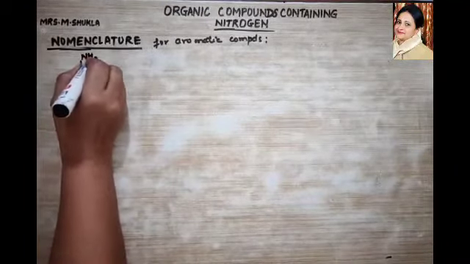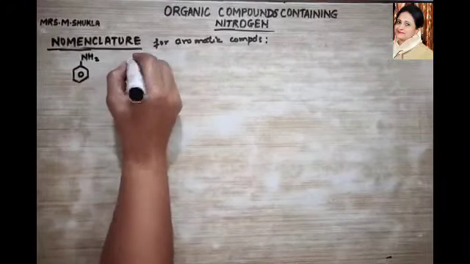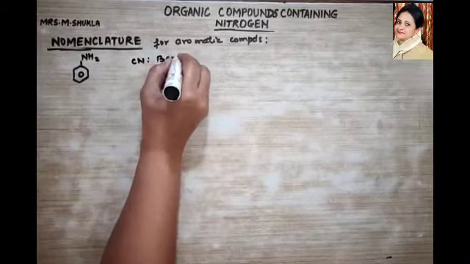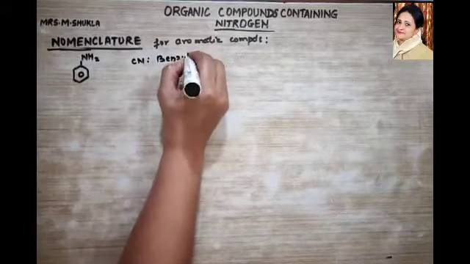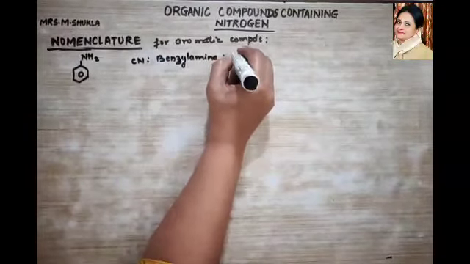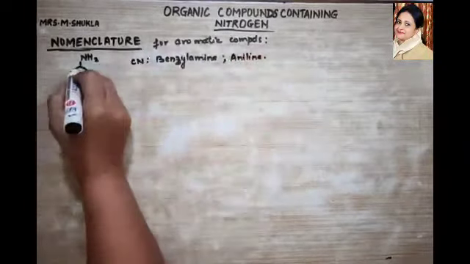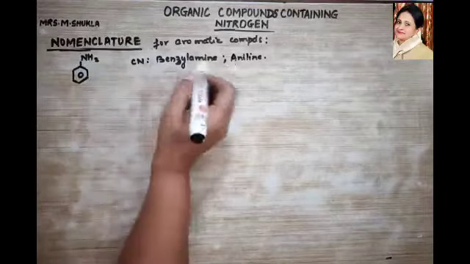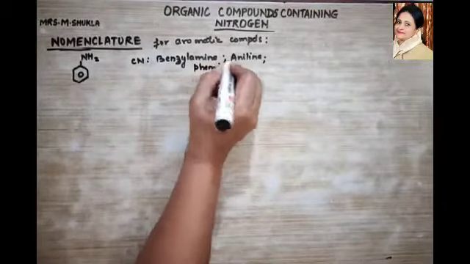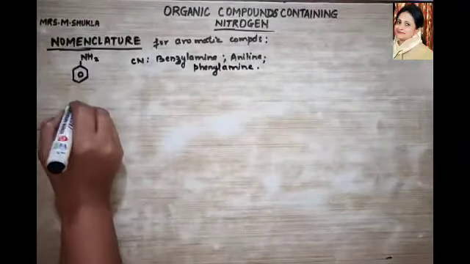Okay, so coming with the first, a very simple figure, that is this. What do we call this? This is also written as C6H5NH2. So let's begin with the common name of it. What will be the common name? Benzylamine. Okay, it could also be called aniline, right? And because it is phenyl amine, it can also be called phenylamine. Clear?